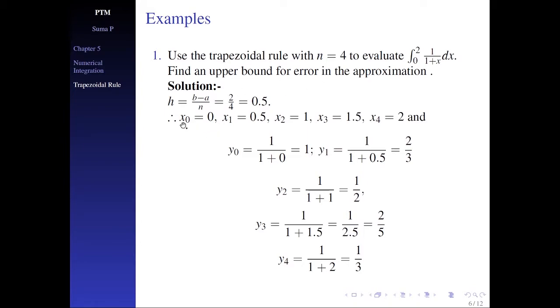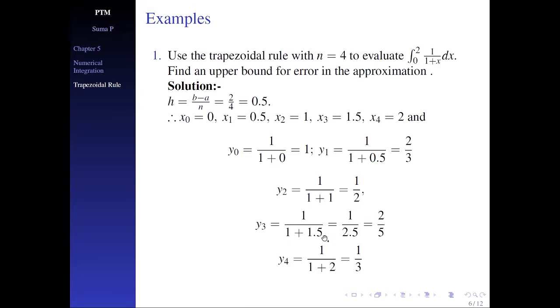Y means, when x equals x0, what will be y? Put the value x0 in the given function. We have the function 1 by (1 plus x). So y0 is 1 by (1 plus x0), x0 is equal to 0, so 1 by (1 plus 0), that means 1. So we have y0 equal to 1. Now y1 is equal to 1 by (1 plus x1). We have x1 equal to 0.5, so 1 by (1 plus 0.5), and by simplifying we get 2 by 3. Next is y2, which is 1 by (1 plus x2). x2 is equal to 1, so 1 by (1 plus 1), it is 1 by 2. And y3 is 1 by (1 plus x3), x3 is 1.5.